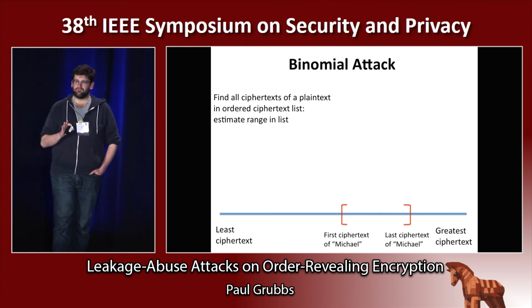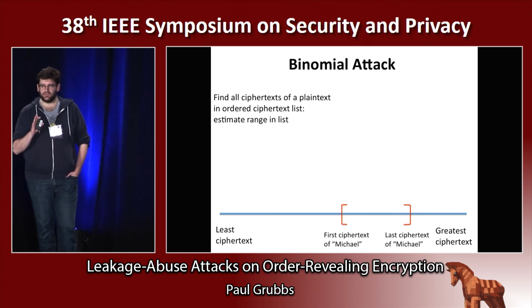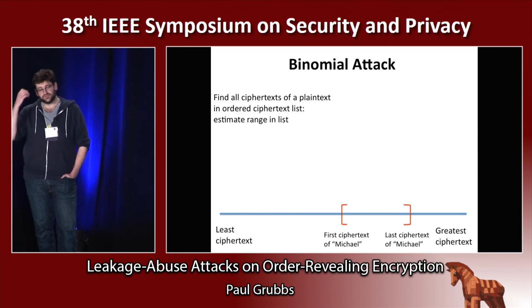Finding the number of Michaels is really simple. Basically, if you have your auxiliary model, what you need to do is just multiply the frequency of Michael by the number of ciphertexts in your database, and this gives us basically the expected value of the number of Michaels in your sample.